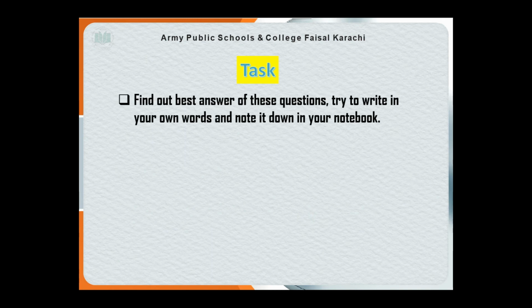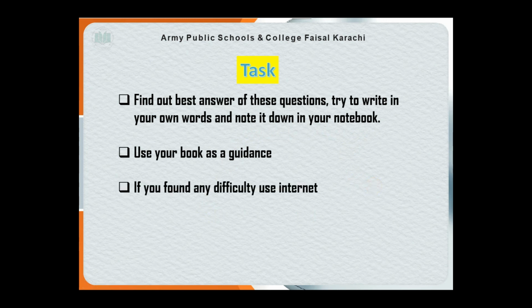Find the best answers to these questions. Try to write in your own words and note it down in your notebook. Use your book as a guide. If you find any difficulty, use the internet and search for it. Solve your worksheet of the given task for better practice.